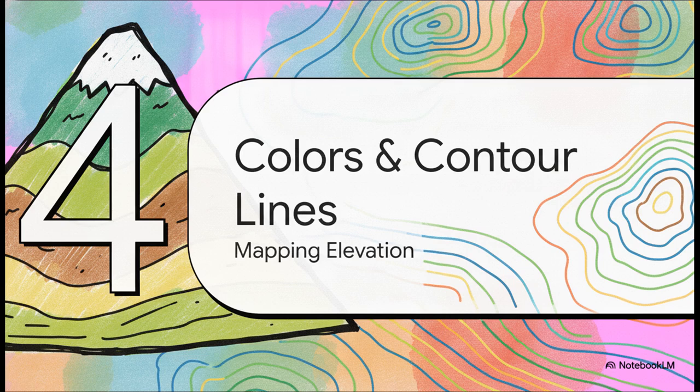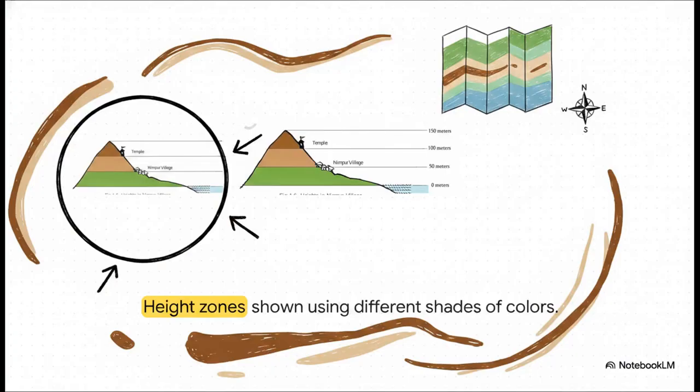All right, moving right along into Section 4, colors and contour lines, or how we actually map that elevation. Now that we finally have our heights measured from a solid zero, how do we show them flat without hiding anything behind the mountain? Well, the first clever technique cartographers use is color, and this brilliantly illustrates the concept. They basically take that cross-section we just saw and slice it into specific height zones, and then they assign a specific color to each of those zones.